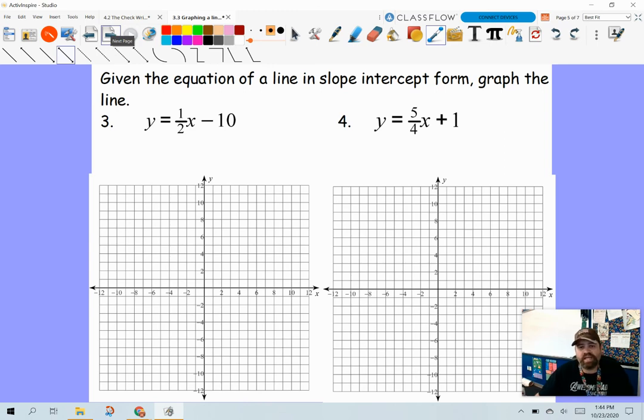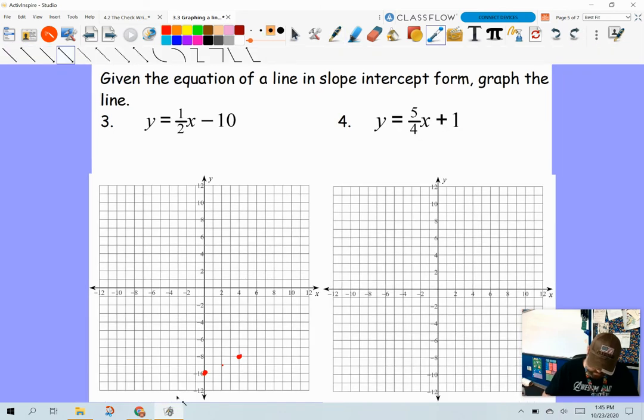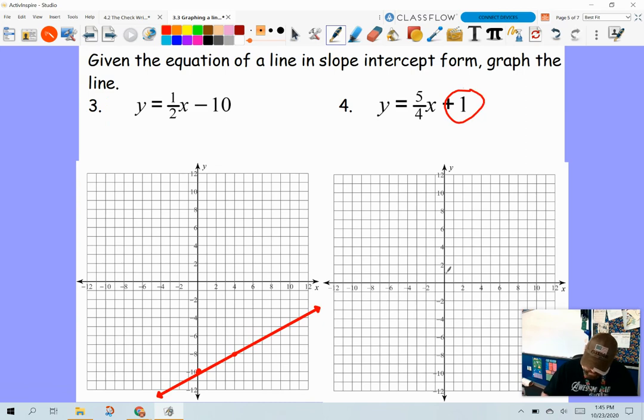Okay? These don't change. They don't get any harder. The only thing that you're going to have to look out for are the negatives. If you've got a negative, make sure you put that negative in the numerator. So starting at -10, up 1 over 2, up 1 over 2. Oops, I moved 3. Got to fix that. There we go. Starting at +1, up 5 over 4, up 5 over 4.